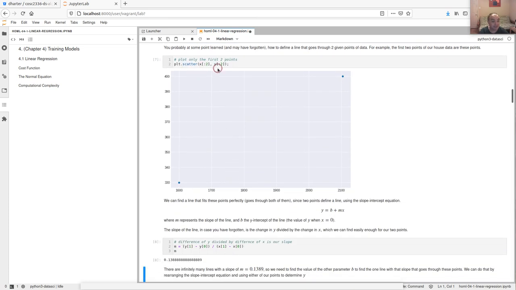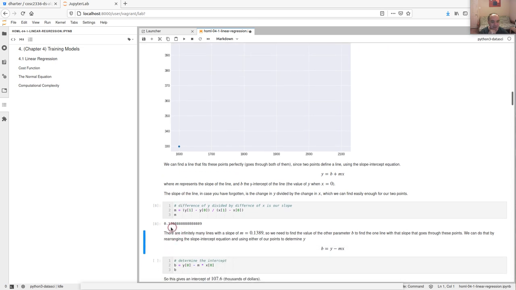Actually, it was the first 2 points in the data set, right? But they happen to work well for this illustration here. So a 0.14 slope means that for every change of 100 square feet, the price is going to change by 0.14 times 100, or $14,000, right? So not 10,000, a little bit more than 10,000, $14,000.